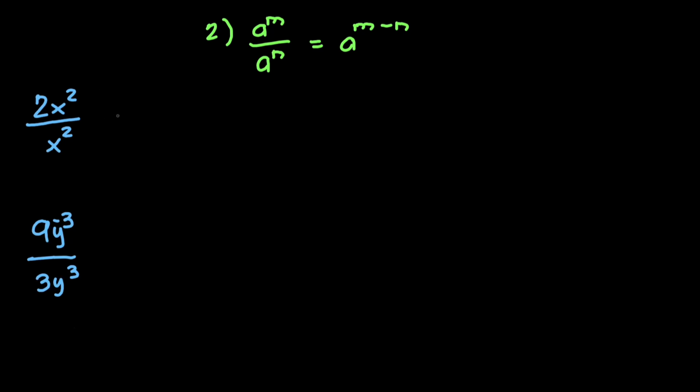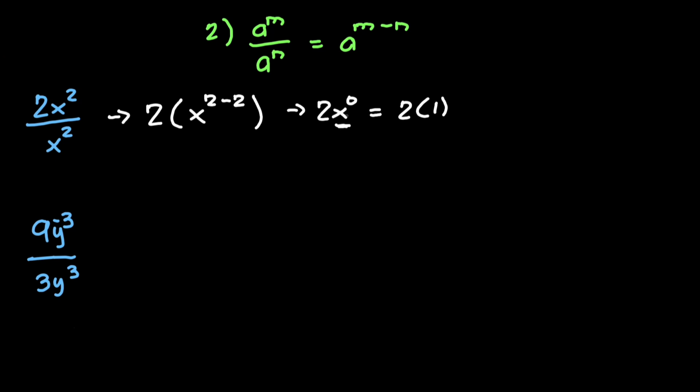2x squared over x squared. It would be 2 multiplied by x raised to the power of 2 minus 2. 2 minus 2 will be 0, so it will be 2x raised to the power of 0. Anything raised to 0 is 1. So it would be 2 multiplied by 1 because x raised to the power of 0 is 1. This is according to rule number 6, which I will be explaining later. So 2 multiplied by 1 is 2.